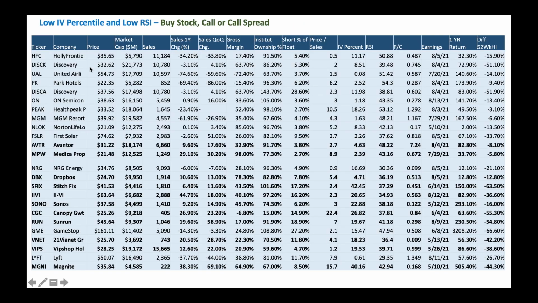The next strategy is really low IV percentile and low RSI. Same story here. You could buy the stock outright because there is a low RSI, meaning stock is sold off, or you could buy a call or call spread. So what we'll do is we'll look at one or two here. We'll not go into too much detail. One of my favorite stocks is, say, IIVI here. We could do that too. Let's look at IIVI.